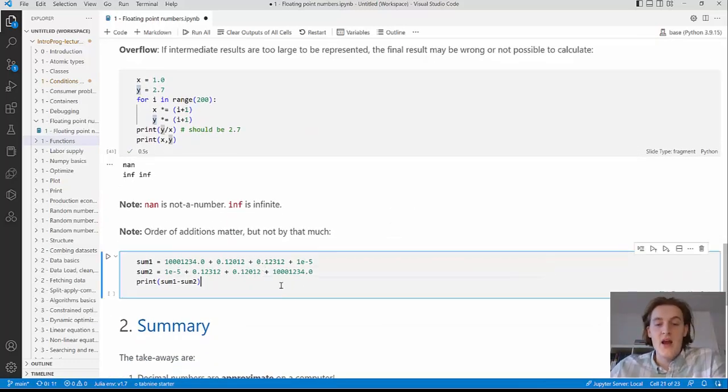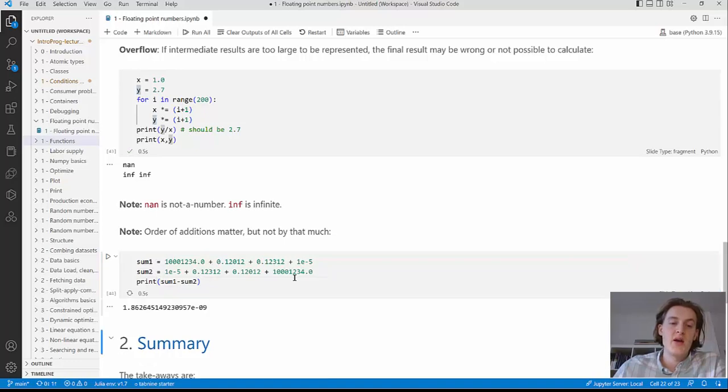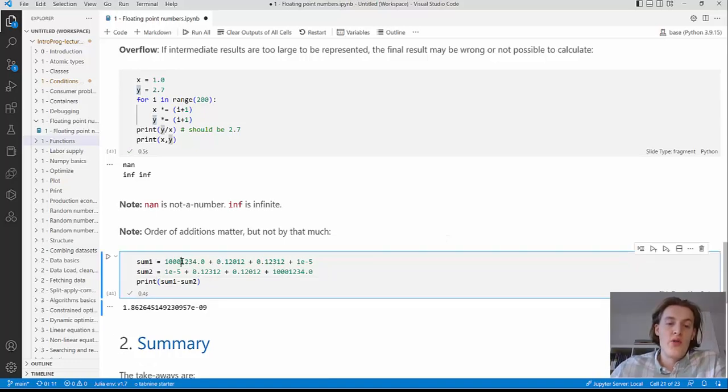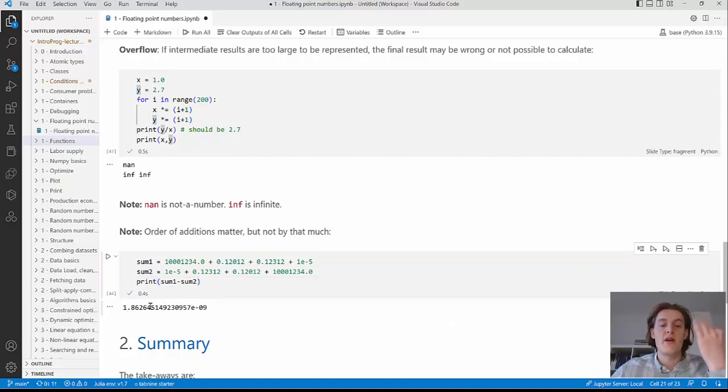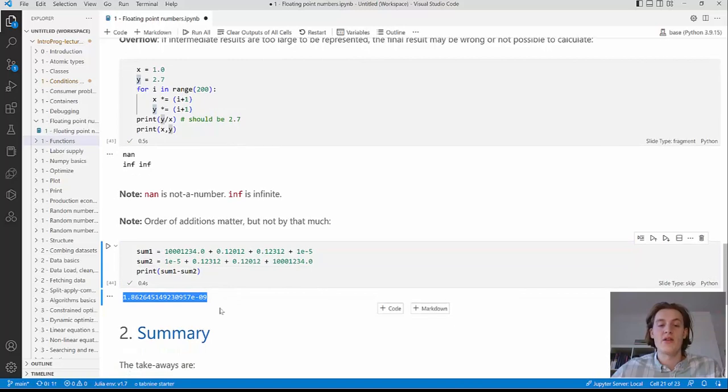Another thing that can be important to be aware of is that the order of additions matters. The order in which you add the numbers up can create small differences in what the sum becomes. So here the difference between these two numbers, although it should be 0, is an extremely small number instead.